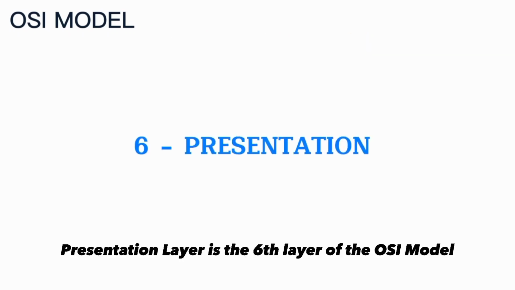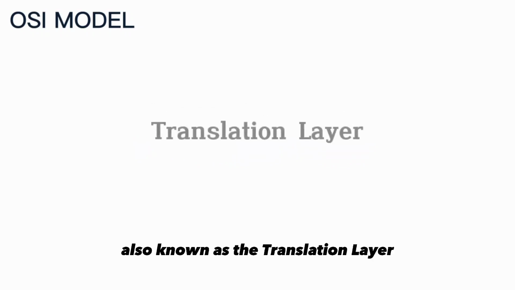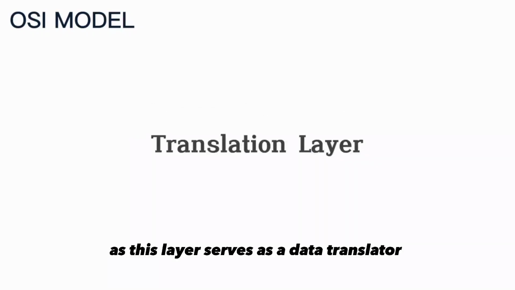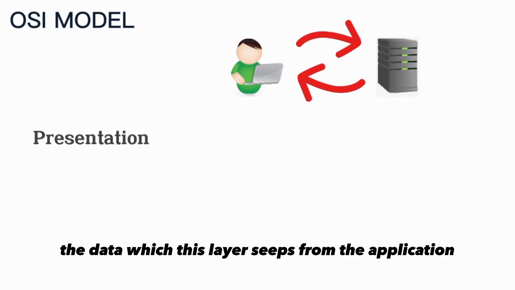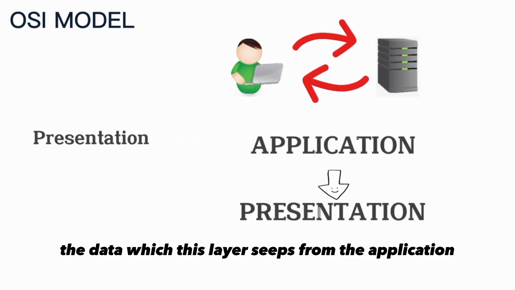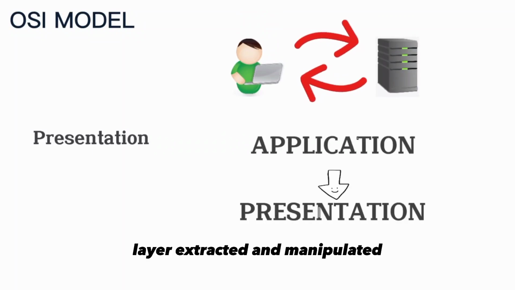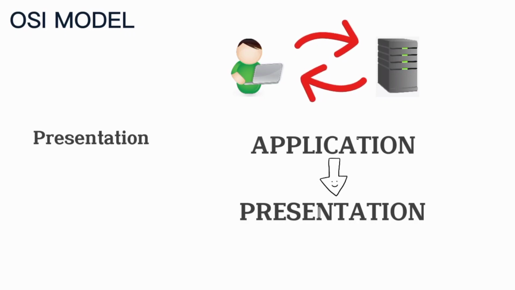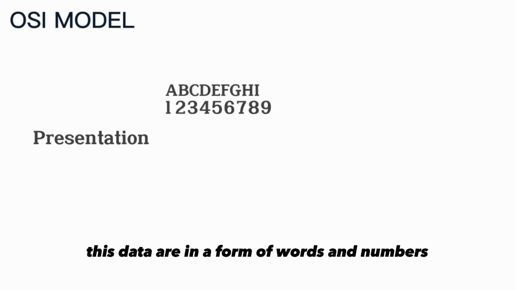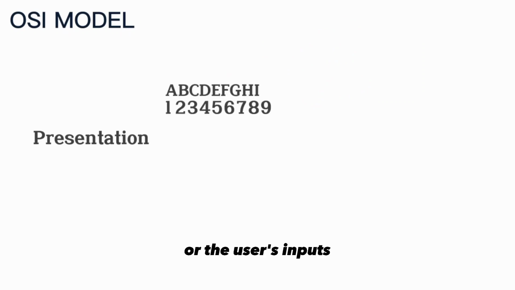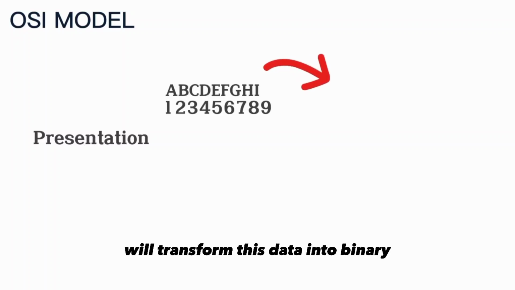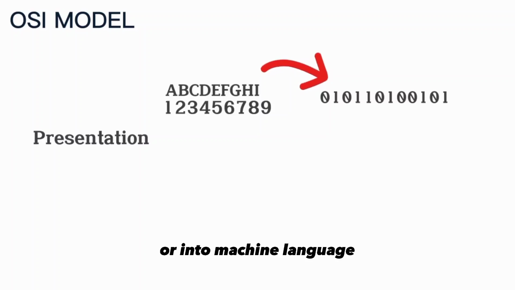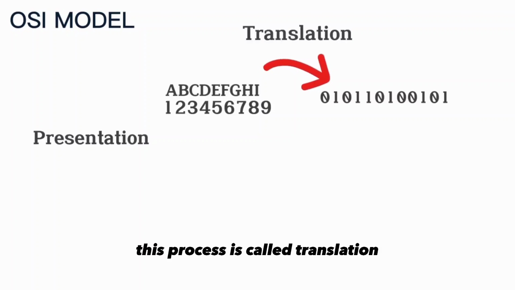The presentation layer is the 6th layer of the OSI model, also known as the translation layer, as this layer serves as a data translator for the network. The data which this layer receives from the application layer is extracted and manipulated here into the required format to transmit over the network. These data are in the form of words and numbers, or the user's inputs, which the presentation layer will transform into binary or machine language that our computer will understand. This process is called translation.